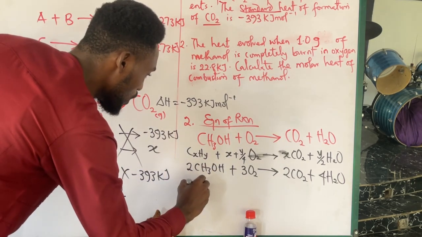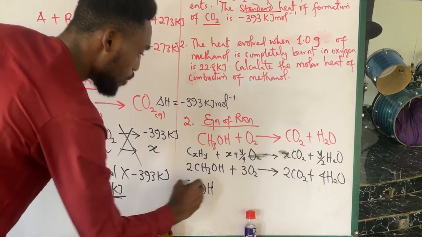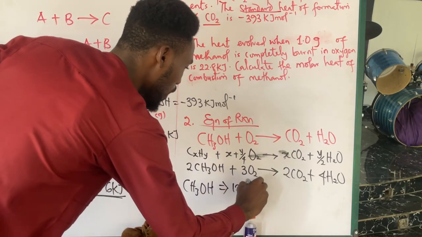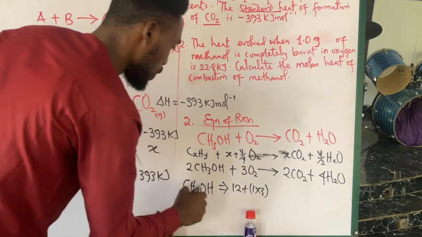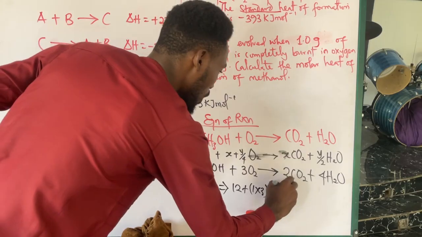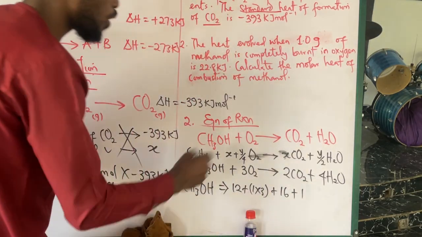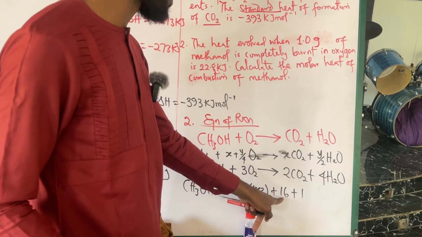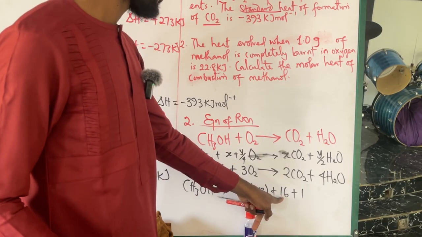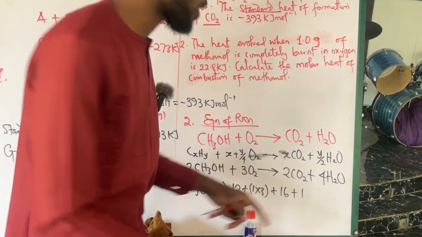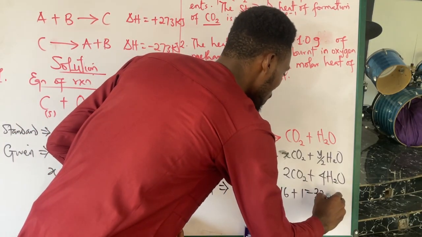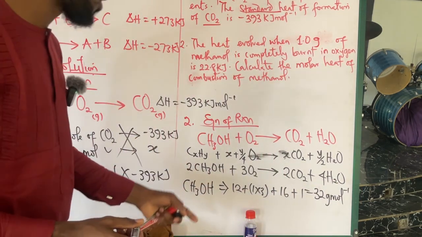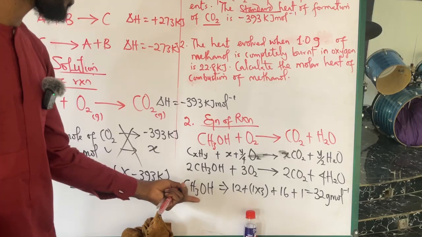CH3OH is 1 mole. And the result of this will be 12, which is carbon, plus 1 times 3, which is your hydrogen, plus your oxygen 16, plus another 1. If you do all the maths together, you'll be getting 12 plus 3, which is 15. 15 plus 16 is 31, plus 1, that will be 32. So you have 32 gram per mole. That's the molecular mass of methanol.